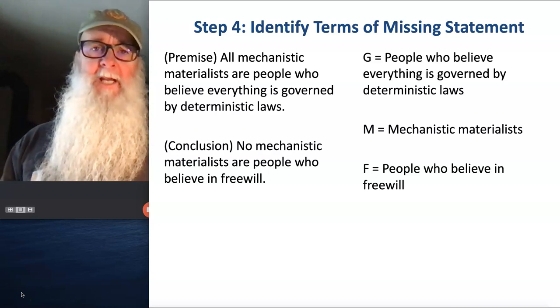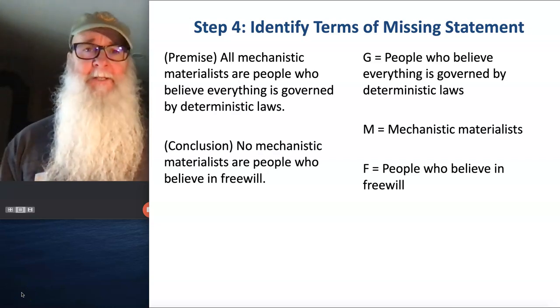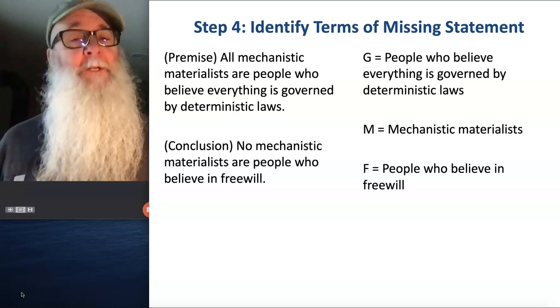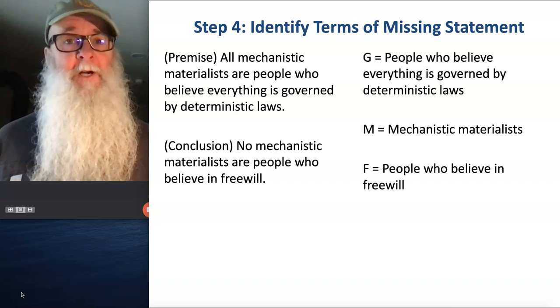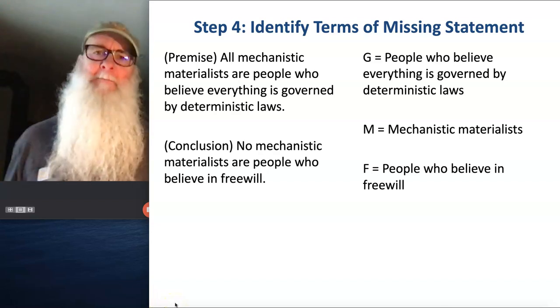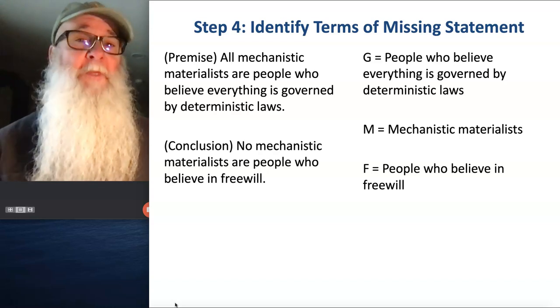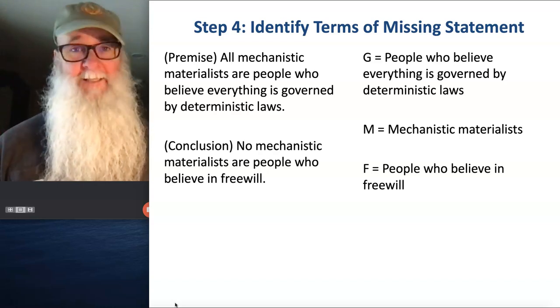We are on a hunt for our missing premise statement. And we're going to figure out what that missing premise statement is by first figuring out what the terms of that missing statement are. And we're going to do that by keeping in mind a really important feature of standard form categorical syllogisms. Categorical syllogisms are comprised of three terms that appear exactly 2 times each.